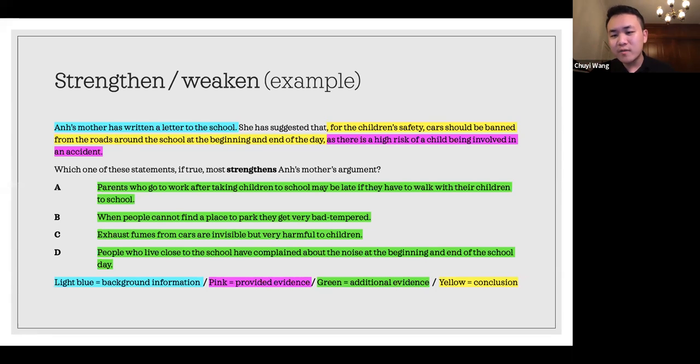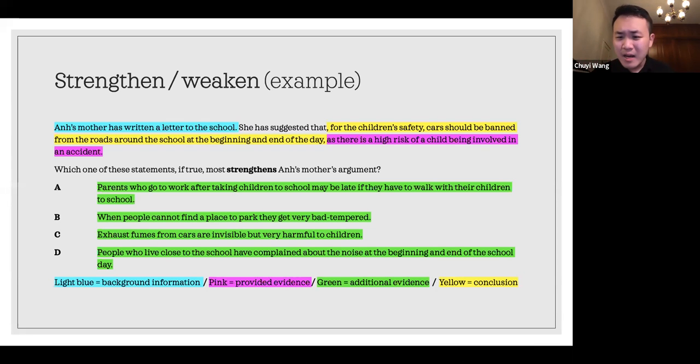Now, which one of these four answers has to do with children's safety and why we should ban cars around the school? Well, clearly the one that threatens children's safety. And this is actually the right answer. These are the government questions with the sample answers. They told us C, and as we can see, C is the only correct solution. Why is that? Because C is the only one that has to do with children's safety.